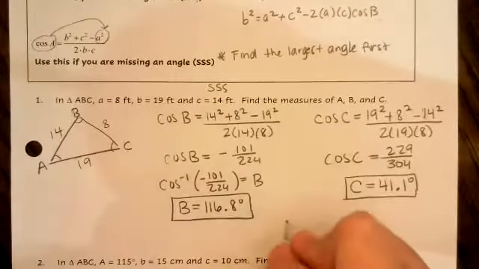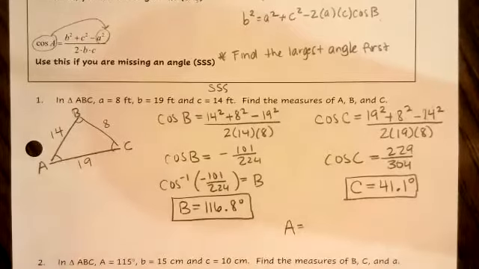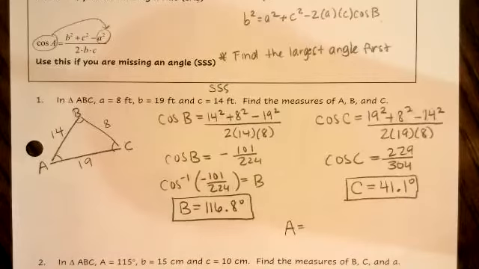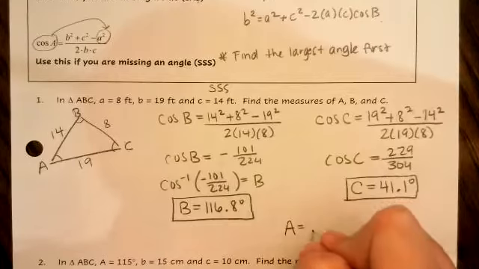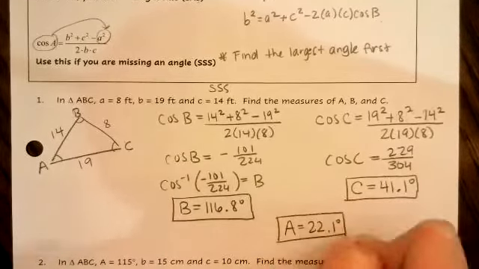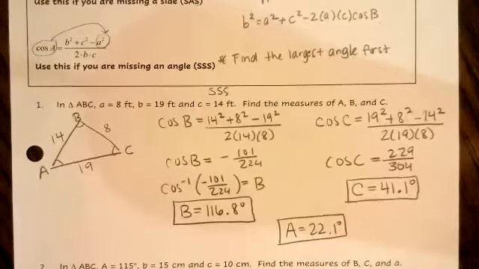All right, for our last angle, angle A, I really don't have to do law of sines or cosines, because since I already have 2 angles and we know that a triangle is 180, I just need to take those and subtract them from 180. So I'm going to do 180 minus 116.8 minus 41.1. And so that gives us 22.1 degrees. Now I have all 3 angles and all 3 sides, so that triangle is considered solved.